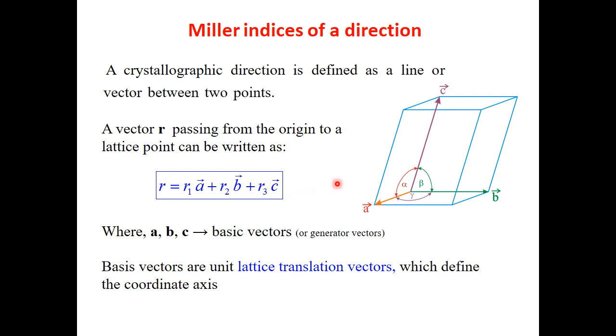Now, basic vectors are unit lattice translation vectors which define the coordinate axis. As you can see in the figure, vector A, vector B and vector C, which define the coordinate axis.